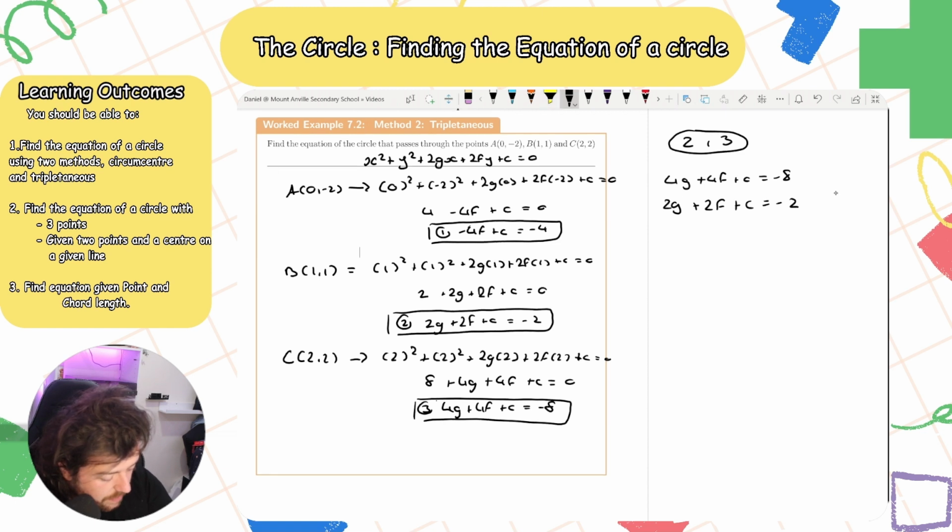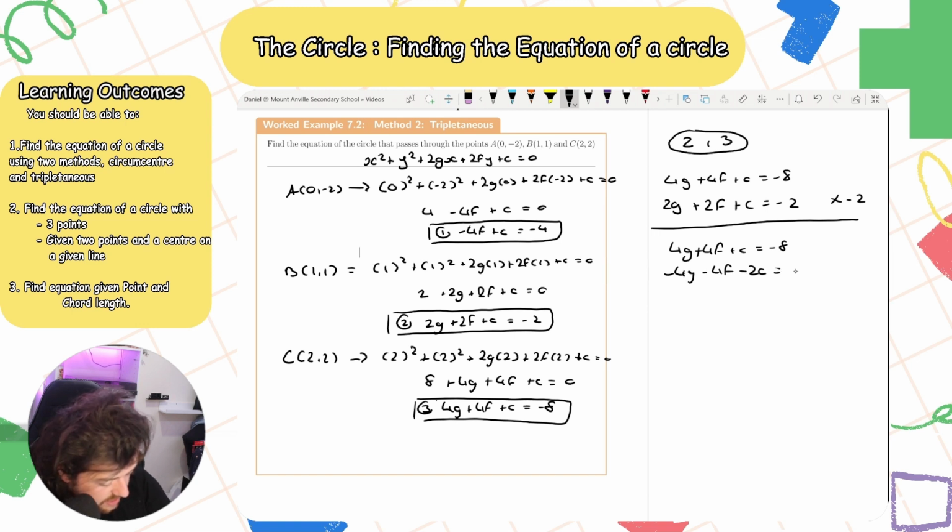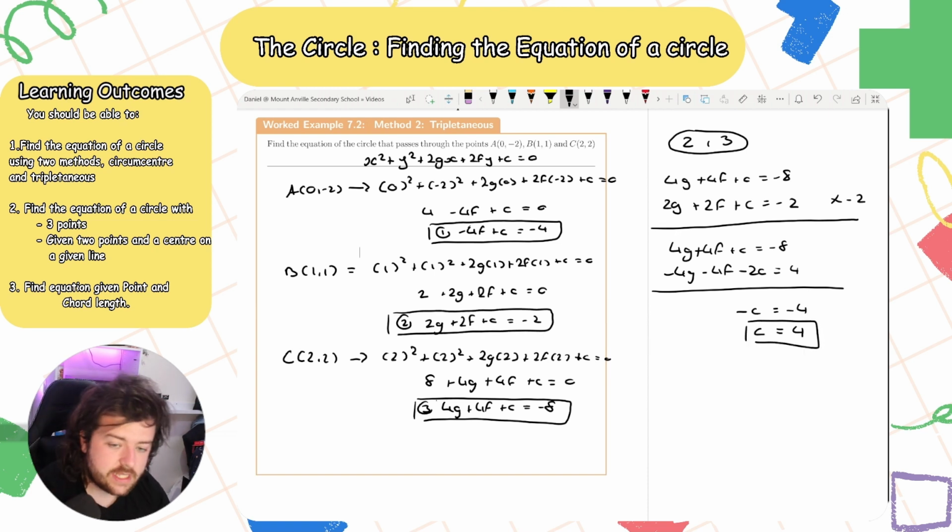So multiply the bottom by minus 2. I'm going to get 4g plus 4f plus c is equal to minus 8. Minus 4g, minus 4f, minus 2c. Oh, this one's going to be very nice. Is equal to plus 4. Add them up. I'm going to get minus c is equal to minus 4. So c is equal to 4. Good, so I found what c is.